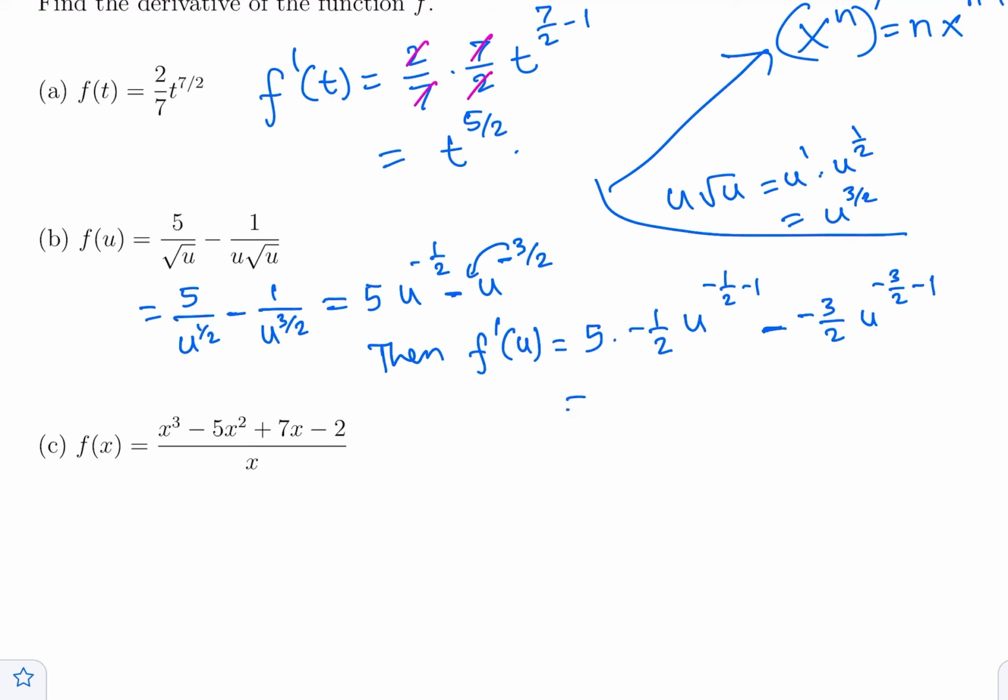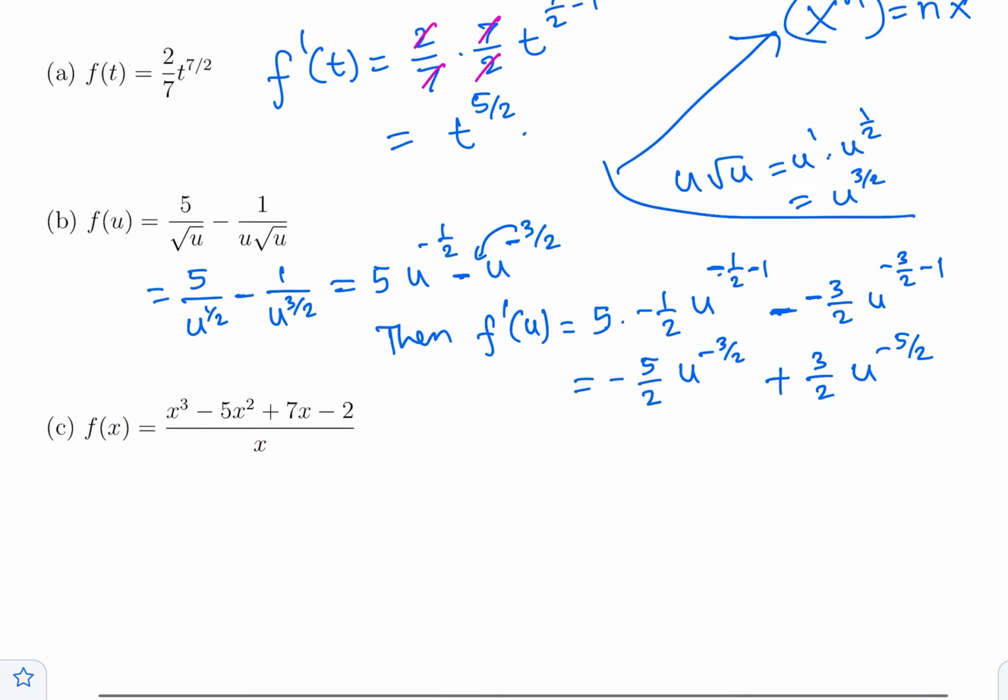So let's simplify. 5 times negative 1 half, that's negative 5 halves. U raised to negative 1 half minus 1. 1 means 2 halves. Negative 1 half minus 2 halves is negative 3 halves. Because both are negative, we add. Minus and negative means plus 3 halves. U raised to negative 3 halves minus 1. 1 is 2 halves. Negative 3 halves minus 2 halves is negative 5 halves.